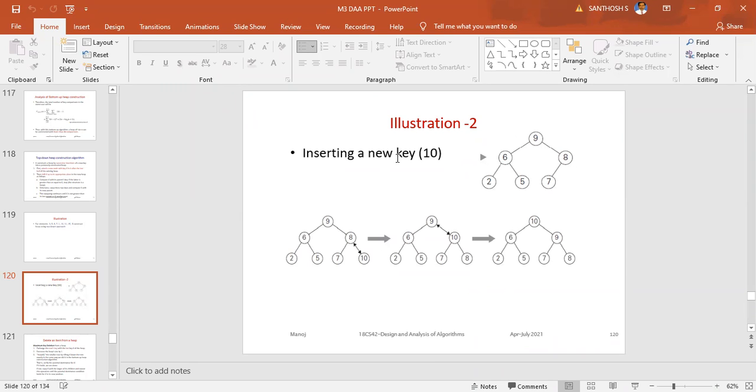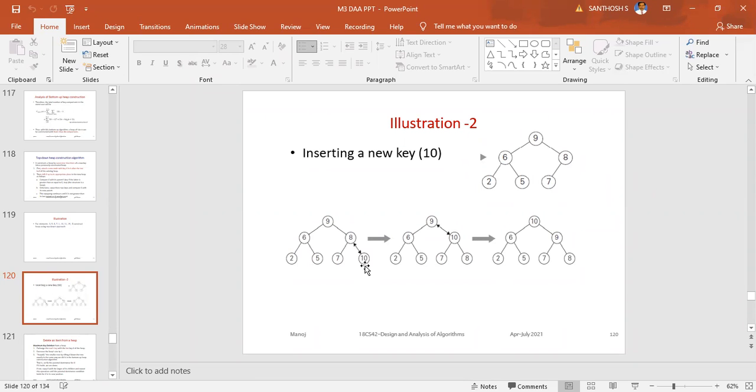So now you are inserting a new key 10. Where will this be inserted? At the child level. Here you can see that at the child level, at the rightmost part, you are inserting. Because this one is empty, you can insert this element 10 here. As it is empty, you can insert the element here. So 10 has been inserted here.